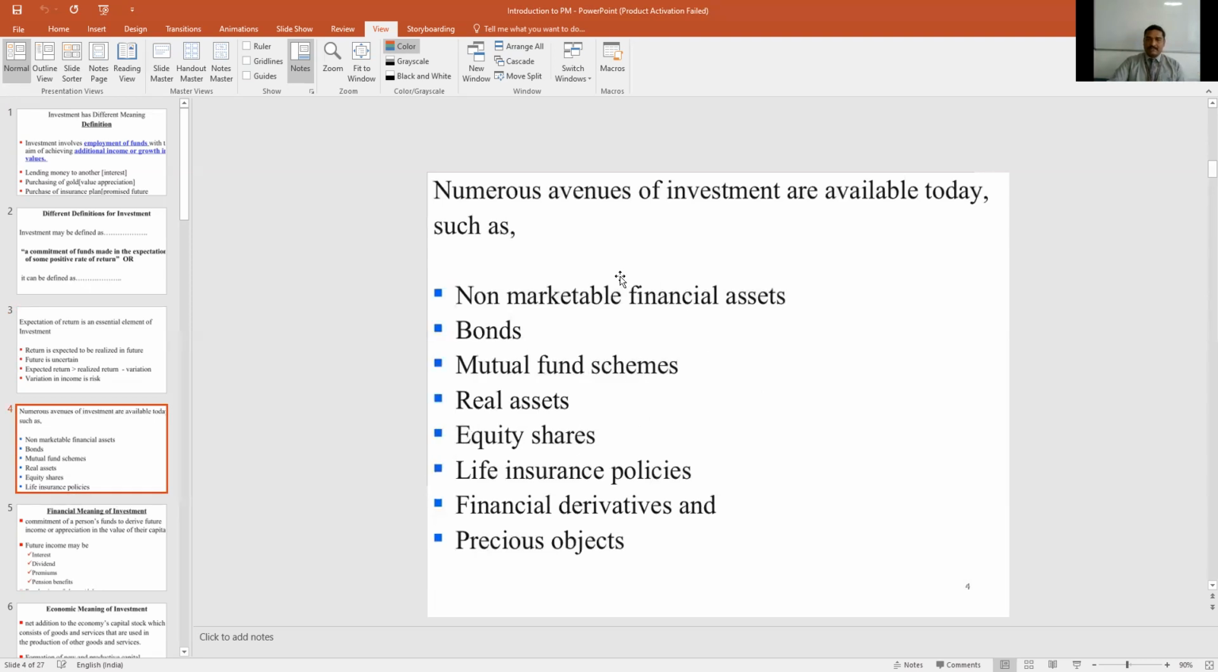So that we'll be discussing in the second unit as different investment avenues. Generally, there are non-marketable financial assets which we cannot sell in the market, but one-to-one we are able to sell them. And a bond market is available where we can purchase a bond, and through that we are able to get some appreciation. And mutual fund schemes, a lot of mutual fund schemes are available.